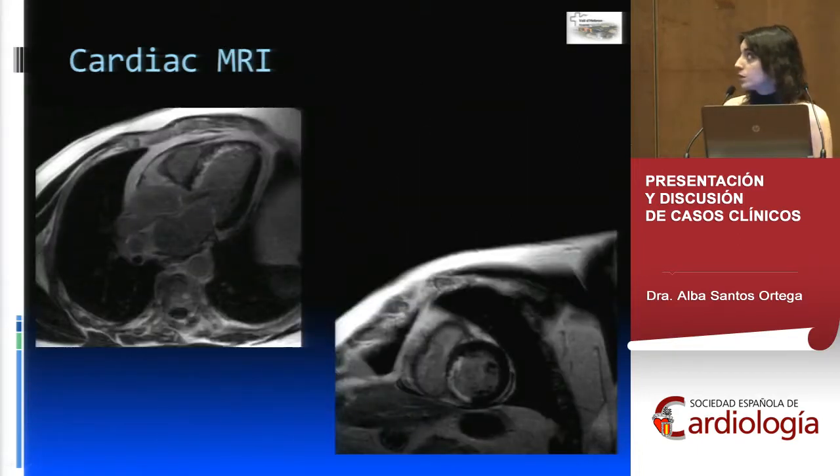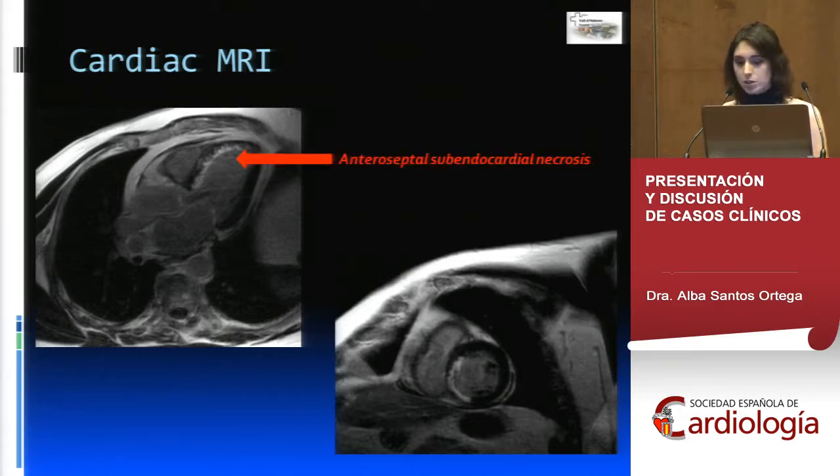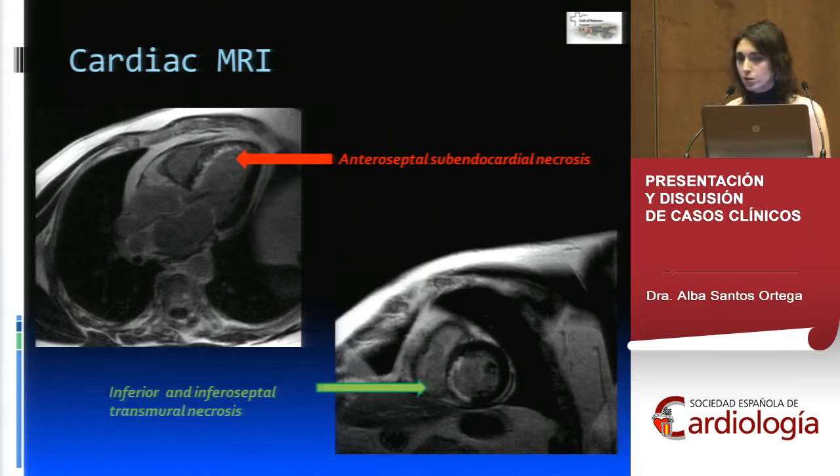Four days after the myocardial infarction, a cardiac MRI was performed. In the picture on the left, we can observe a four-chamber axis with a late gadolinium enhancement study that shows a subendocardial catchment suggestive of subendocardial necrosis on the anteroseptal side. In the picture on the right, we observe catchment through all the myocardium, suggesting inferior and inferoseptal transmural necrosis.